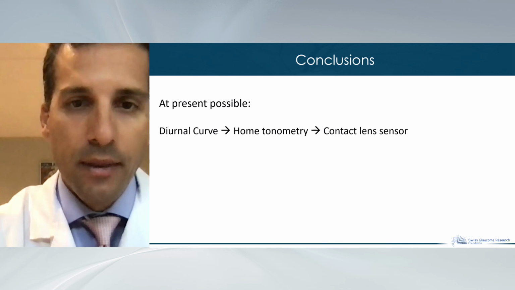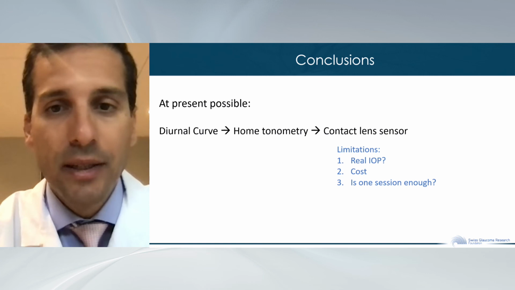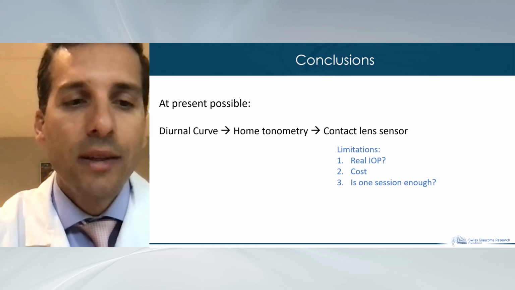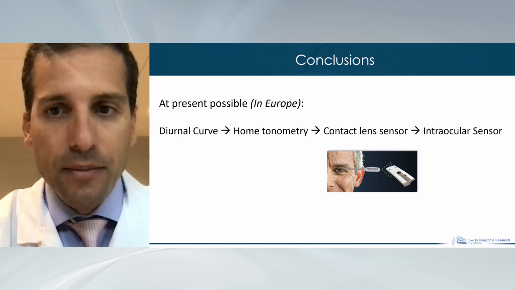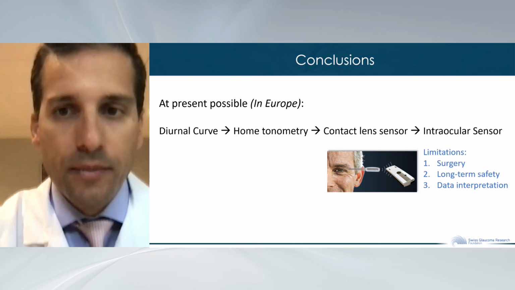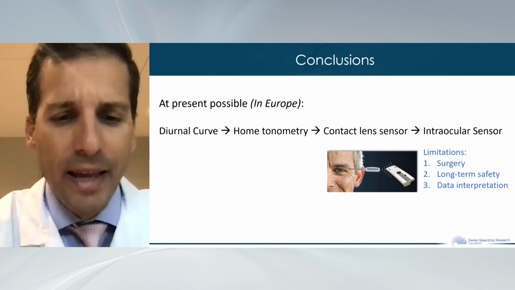Next slide. You can use the contact lens sensor, but it's expensive. And the IOP data are not in millimeters of mercury. And you still get only one single session of a patient. Next slide. So the next step would be, next slide, please. The sensors, which I mentioned. Next slide. And here you have the limitations of surgery, lack of long-term safety data so far, and the difficulty to interpret all the data. Next slide.